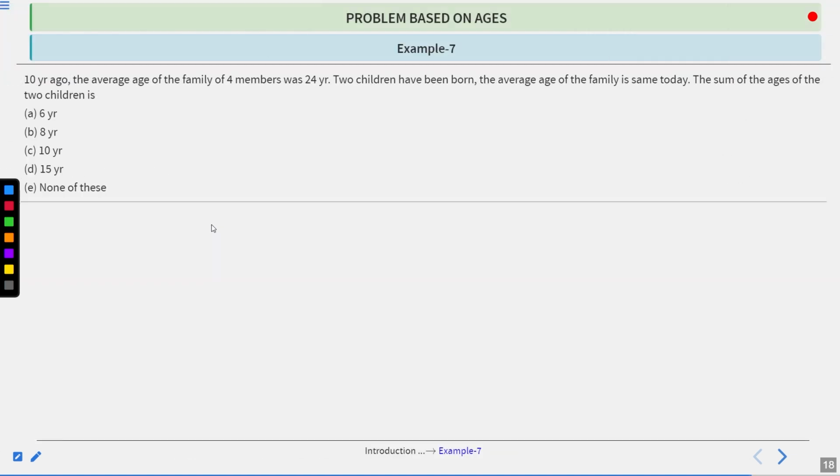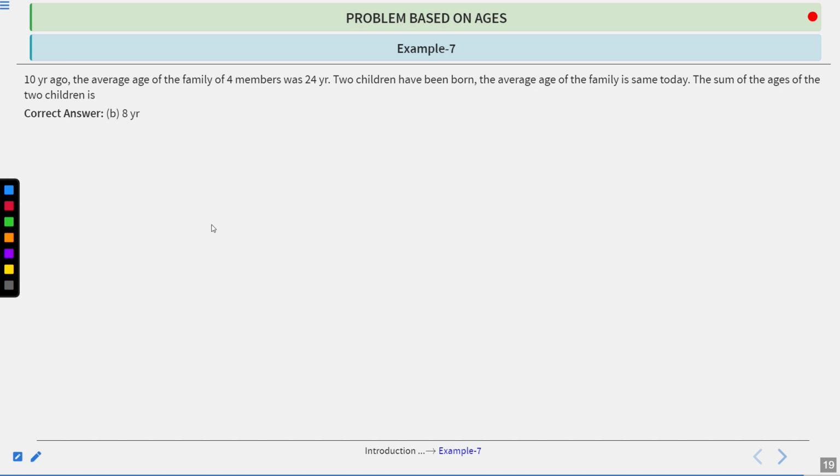Next one. 10 years ago, the average age of a family of 4 members was 24 years. 2 children have been born. The average age of the family is the same today. The sum of the ages of the 2 children is, you have 5 options: A is 6 years, B is 8 years, C is 10 years, D is 15 years, and E is none of these. Now see the solution. So the correct answer of this question is B, which is 8 years.